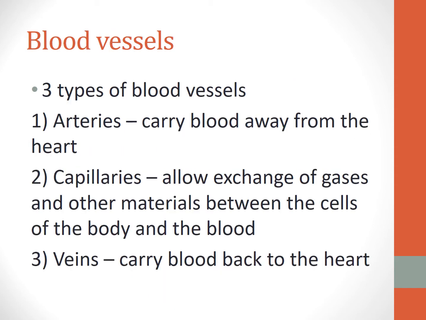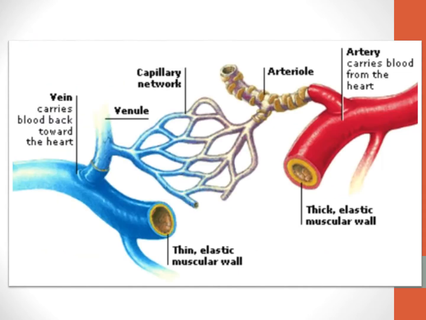You have three types of blood vessels: the arteries, they carry blood away from the heart; capillaries allow exchange of gases and other materials between the cells of the body and the blood; and veins carry blood back to the heart. So, this is a picture of the arteries, your capillaries, and your veins.